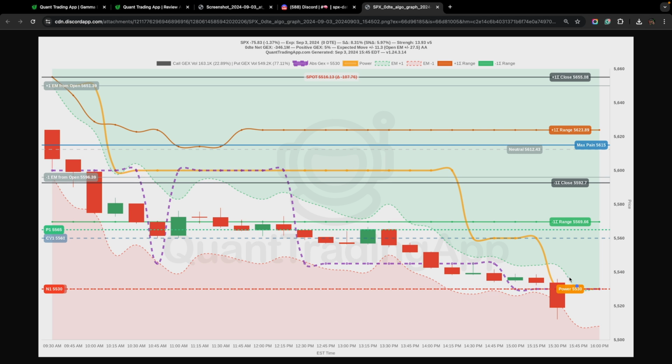The power strike is a proprietary calculation for Quant Trading App in which it tries to pick a range, give or take 5 points up or down on the SPX, which it thinks is going to act as some sort of a magnet for price towards the end of the day. In this case, the power strike was at 5:30 and the SPX was at 5:20. At one point, it dipped below 5:20. And the question was, do we think the SPX is going to bounce back up to the power strike, which is 5:30?